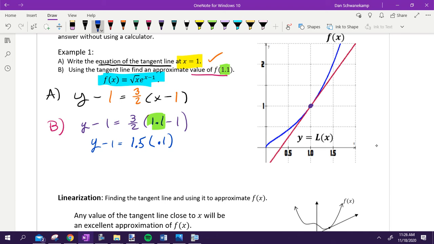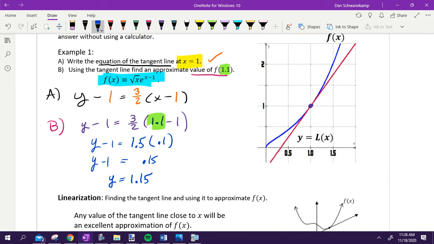But let's say we had this. 1.5 times 0.1. What would 1.5 times 0.1 be? It is 0.15. You're multiplying by 1, so the number's not changing. But I got to move the decimal space one place because it's 0.1. So y minus 1 is equal to that. Then I'm going to solve. So all I have left to do is add 1. Y equals 1.15.